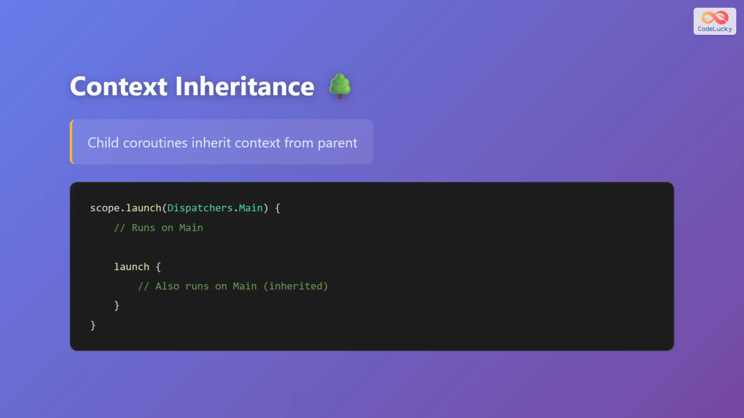One of the powerful features of CoroutineContext is inheritance. Child coroutines automatically inherit the context from their parent coroutine. For instance, if you launch a coroutine with Dispatchers.Main, any child coroutines launched within it will also run on the main dispatcher by default. This inheritance mechanism ensures consistency across your coroutine hierarchy and reduces the need to repeatedly specify the same context elements, making your code cleaner and more maintainable.